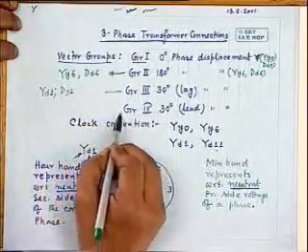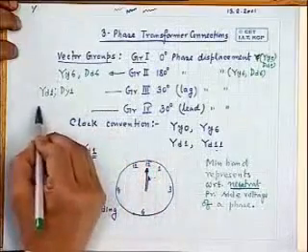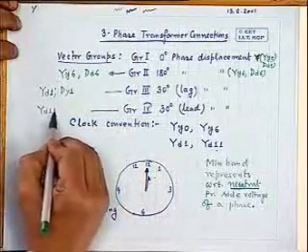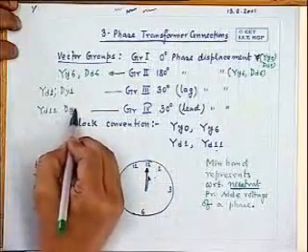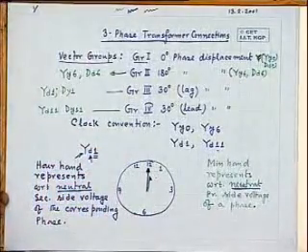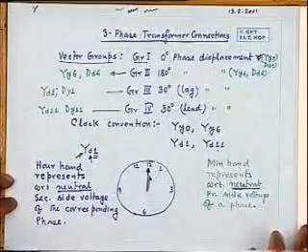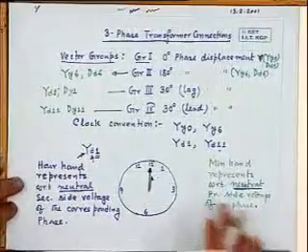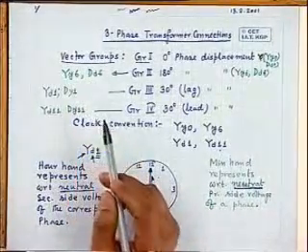YD1, DY1 possible, and 30 degree lead, YD11 and DY11. Okay.